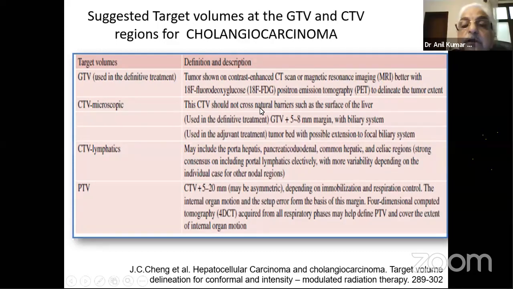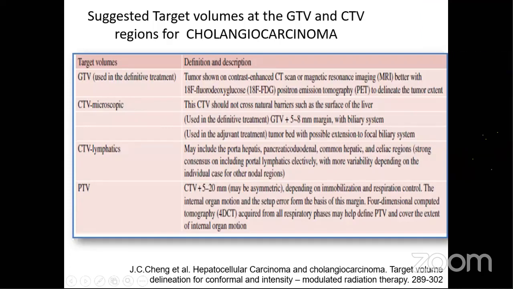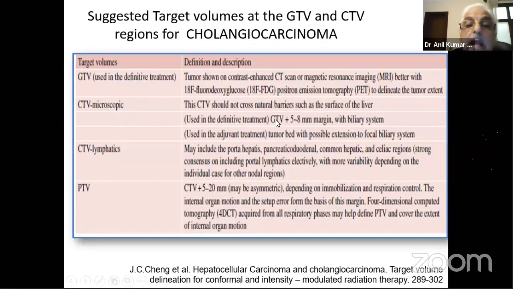However, please don't cross the natural barriers. Many times I see the contour going outside of the liver capsule. So don't do that. You cut off from there. And also CTV microscopic is used in the adjuvant treatment, in that tumor bed with possible extension to focal biliary system. Here at adjuvant I was talking, you make a tumor bed and then you find out where were the margins. So if the biliary margins were involved or closed, you will take your field accordingly.